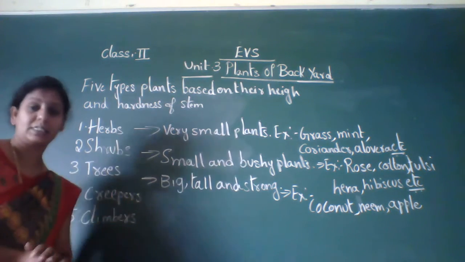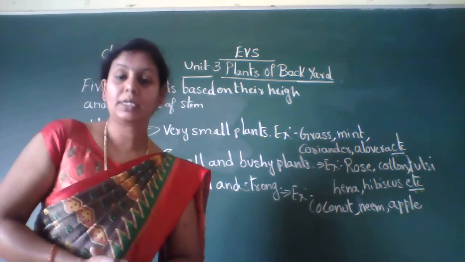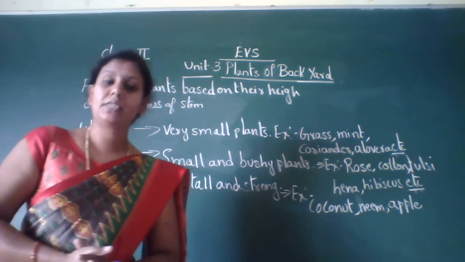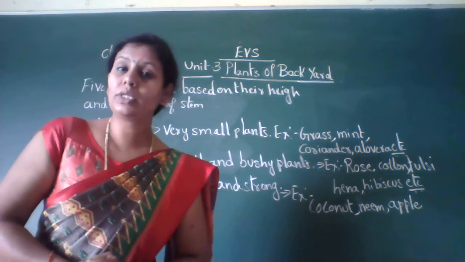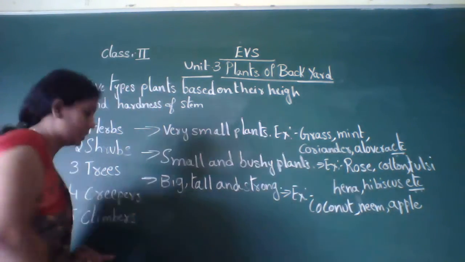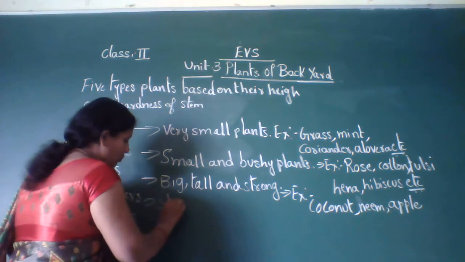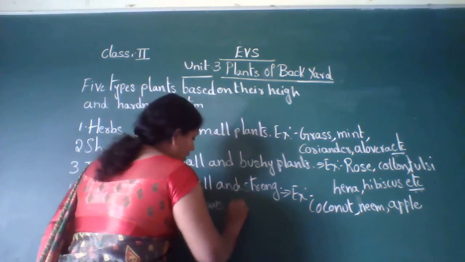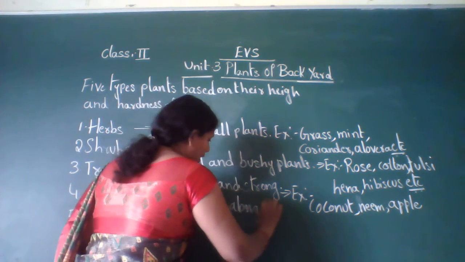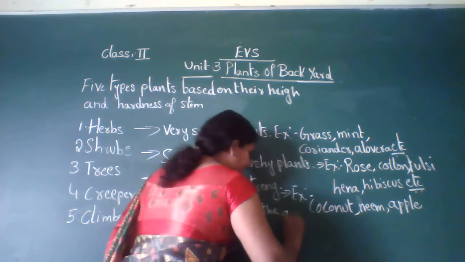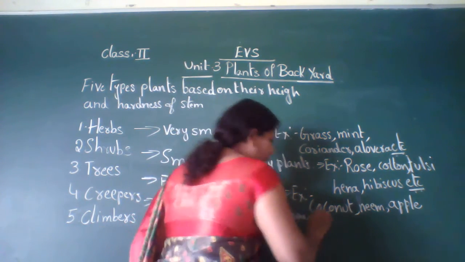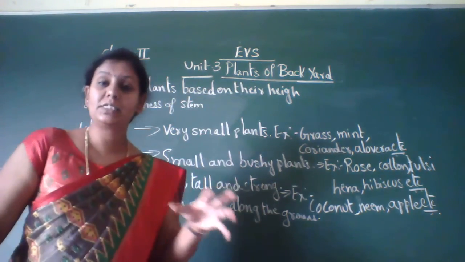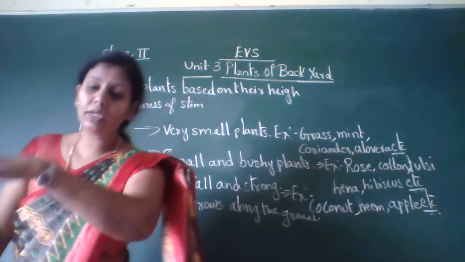Then creepers. So creeper means what? The stem which grows along the ground. The stem which grows along the ground are called creepers. Stem or plant which grows along the ground. Stem grows along the ground. Along the ground. Don't write this one, just for explanation write in my board. Creeper means the stem of these creepers grow along the ground.